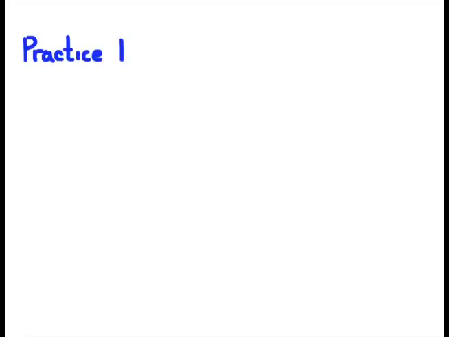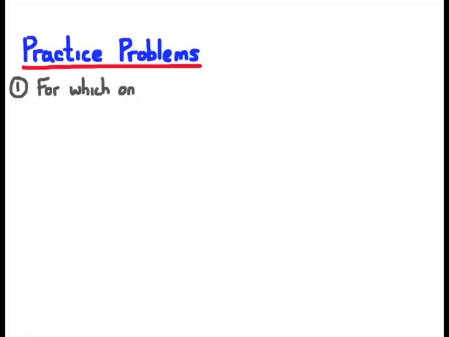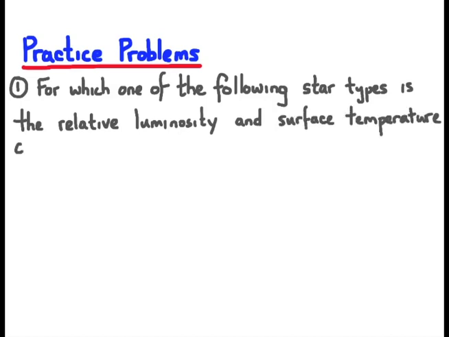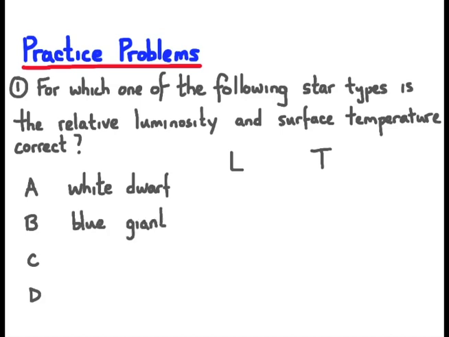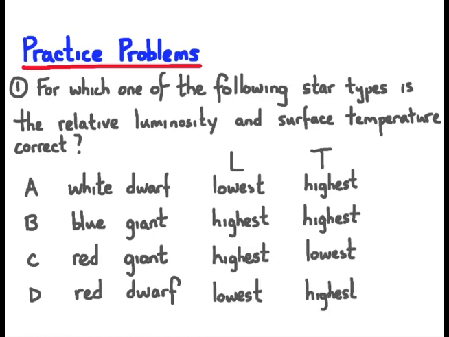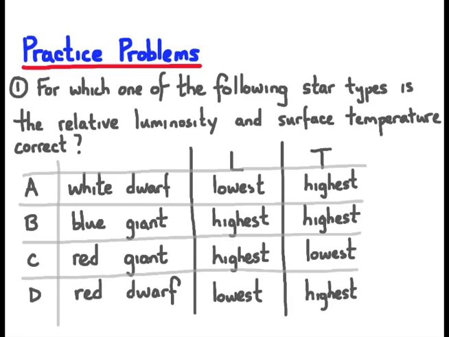All right, let's try a practice problem. For which one of the following star types is the relative luminosity and surface temperature correct? And so we have 4 star types here: white dwarf, a blue giant, a red giant, and a red dwarf. And relative to one another, luminosity L and temperature T. Lowest, highest, highest, highest, highest, lowest, etc. Pause your viewer and try this question.